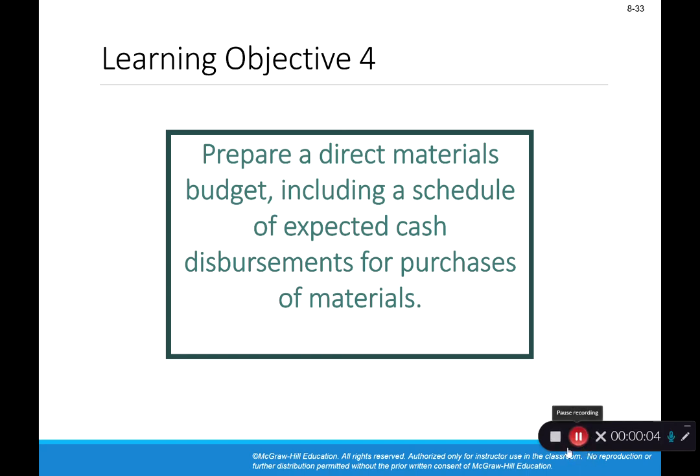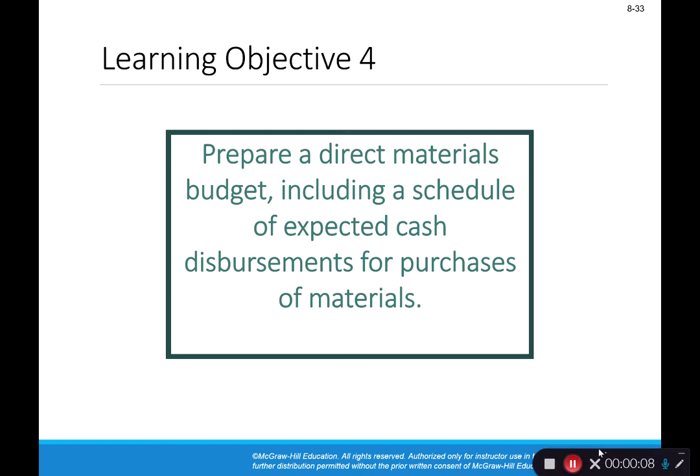So now we're going to use the production budget we just came up with in order to determine the direct materials that we need to produce those units. Remember, to make a product, it's composed of 3 items: direct materials, direct labor, and overhead. So we're going to start with direct materials.